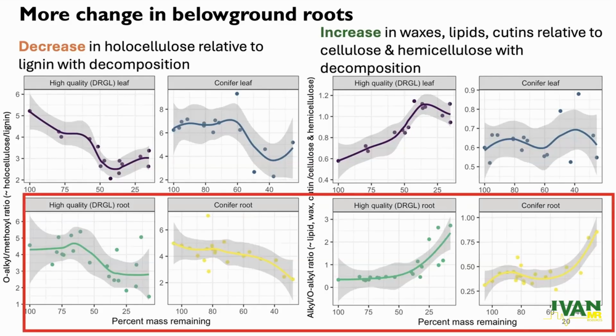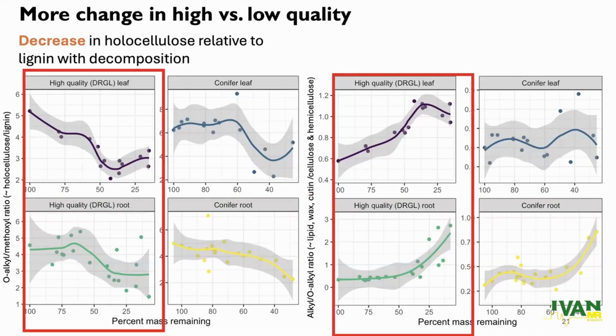So we saw more change below ground, with the roots that were decomposed below ground, but also a little bit more in the high quality litter than in the conifer leaf litter.